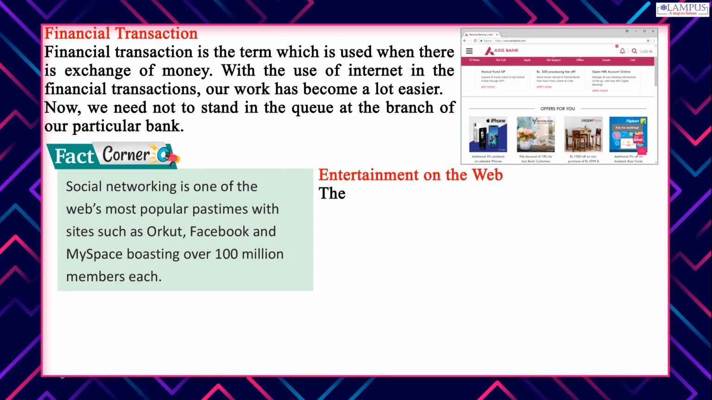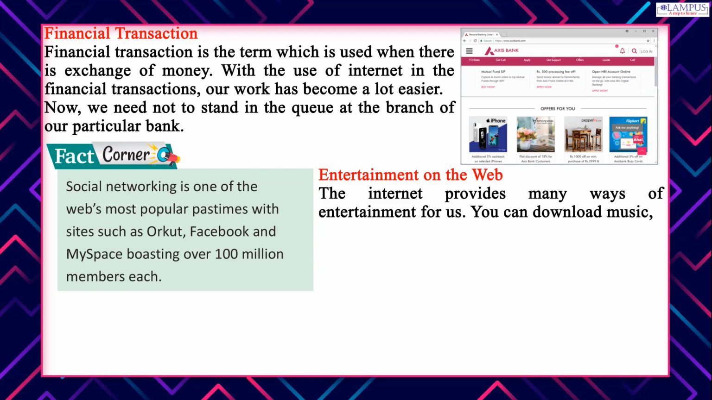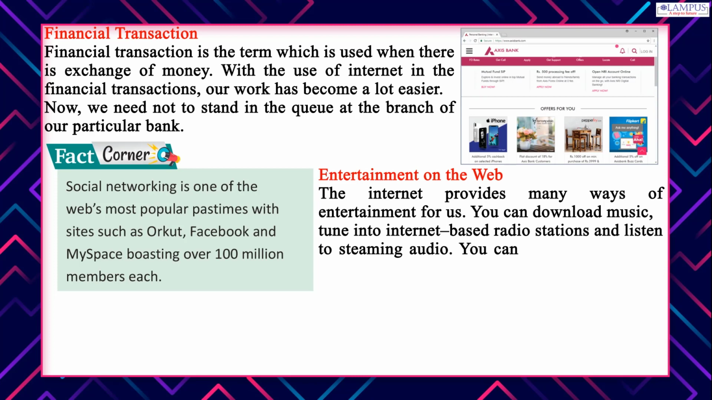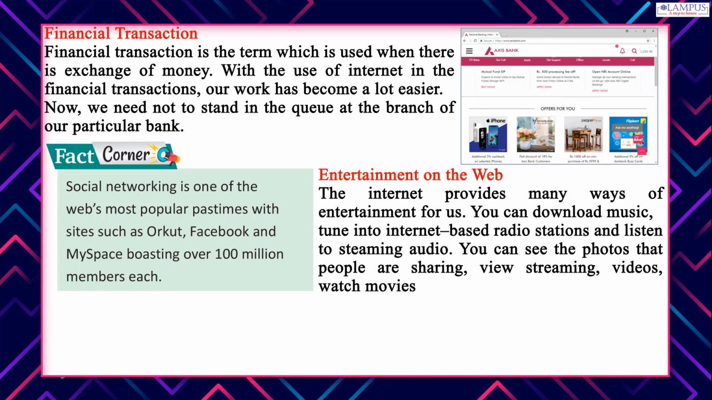Entertainment on the web. The internet provides many ways of entertainment for us. You can download music, tune into internet-based radio stations and listen to streaming audio. You can see the photos that people are sharing, view streaming videos, and watch movies on the YouTube site.